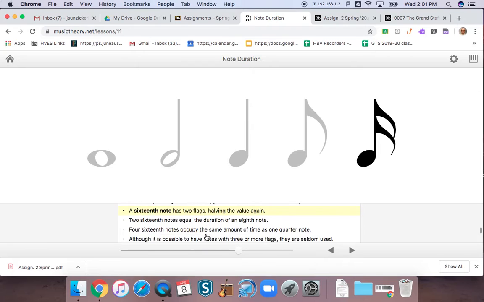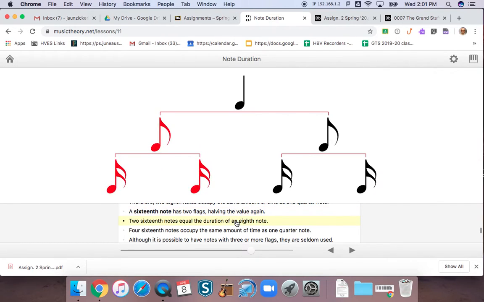16th notes: a 16th note is 2 flags, having the value again. And in the amount of time it takes to do a quarter note, ta, ta, you can do 4 16th notes. And we say tiki, tiki, tiki, tiki. Okay, so that's fast. That's when you start hearing notes being played quickly on an instrument, especially. So 4 16th notes occupy the same amount of time as a quarter note.